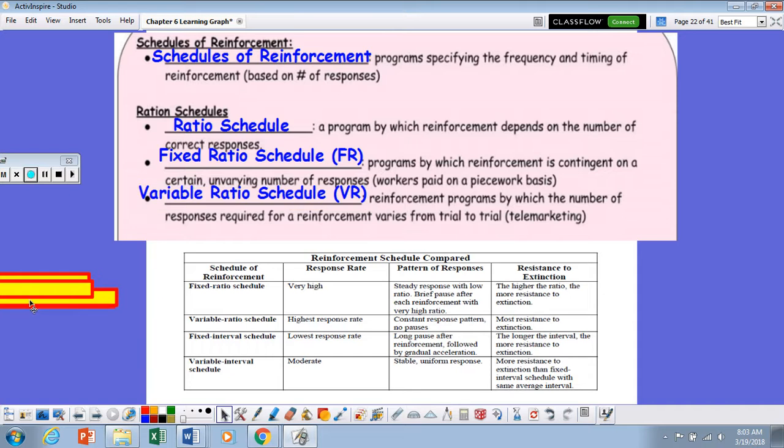Variable ratio schedules are reinforcement programs by which the number of responses required for the reinforcement varies from trial to trial. And a great example of that would be in the world of telemarketing, where you might get paid after a certain variable number of attempts of trying to sell a certain product.